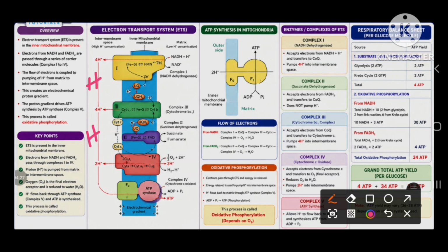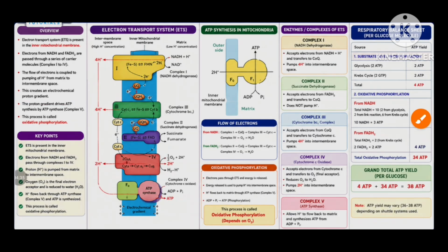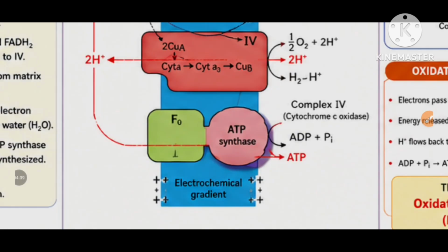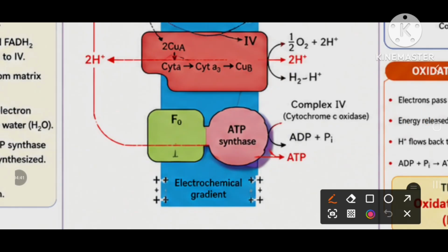Okay, and this will create a proton gradient, and that will be helpful for the activation of an enzyme called ATP synthase enzyme. So here this ATP synthase enzyme is mainly called the F0 F1 particle, and F0 is also known as a proton channel or hydrogen pump.